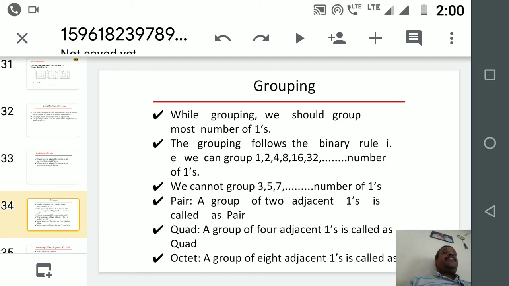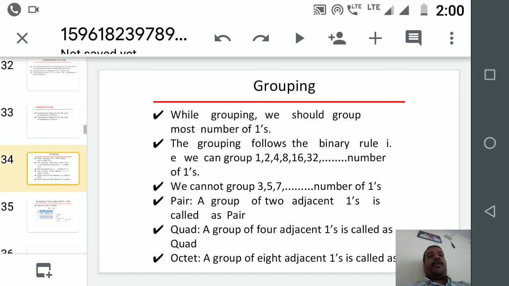Okay, so what is meant by pair, what is meant by quad, what is meant by octet? Here we see a pair is nothing but a group of two adjacent ones. A quad is nothing but a group of 4 adjacent ones. And what is meant by octet? A group of 8 adjacent ones is called an octet. Okay, so this is the most important point when we talk about the pair, the quad, the octet. So pair is nothing but a group of 2, quad is nothing but a group of 4, and octet is nothing but a group of 8. This is a very simple way.